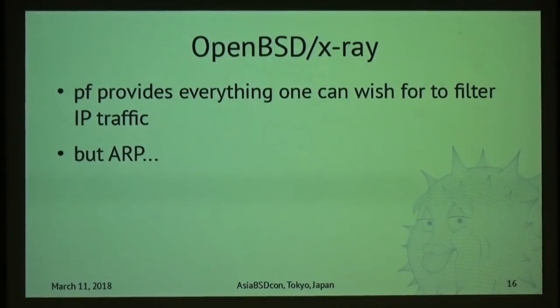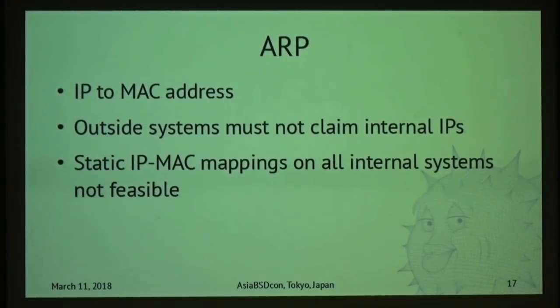So as I mentioned, in the end, it's just a firewall. But, well, while PF really provides everything one can wish for filtering IP traffic, my view there might be slightly biased. There is, as I mentioned, this is layer 2, the bridge, and there's ARP. And that is the problem here.